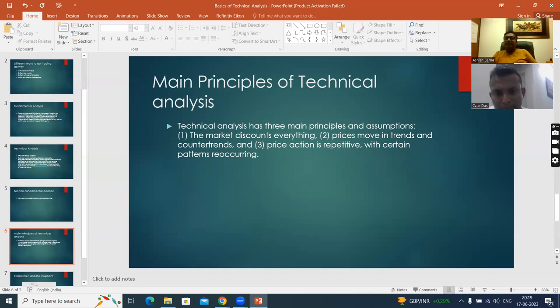Technical analysis has three main principles and assumptions. Just like in physics, chemistry, mathematics, or even in economics, some assumptions are there, and depending on those assumptions, we derive or deduce some interpretations. Correct?